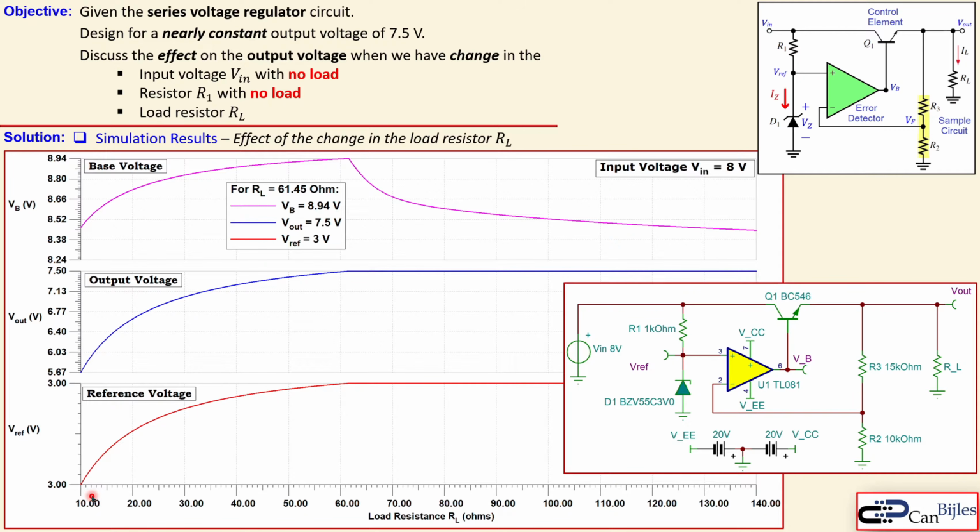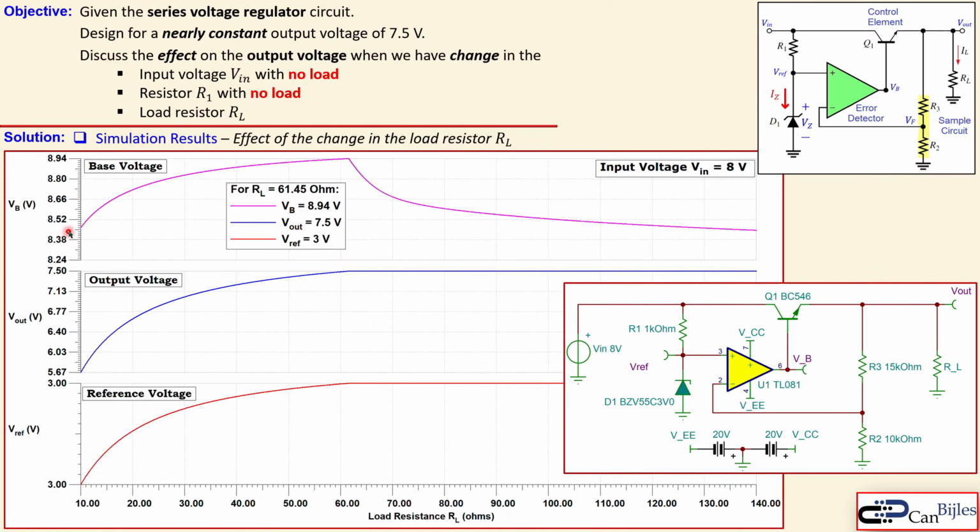If you make a very low load resistor, you will draw more current. So you actually require more current, and that is not what the operational amplifier can deliver. And that's why this output voltage is dropping drastically here. So it is actually starting at almost 5.7 volts. But when the load resistor is increasing to 20, 30, etc., and at some point, which is actually shown here as 61.45 ohms, it is reaching that 7.5 volts.